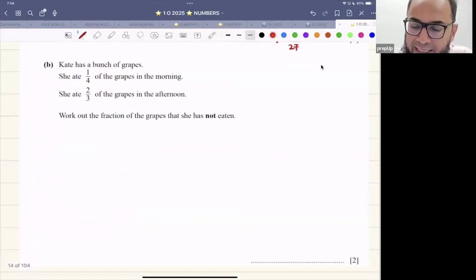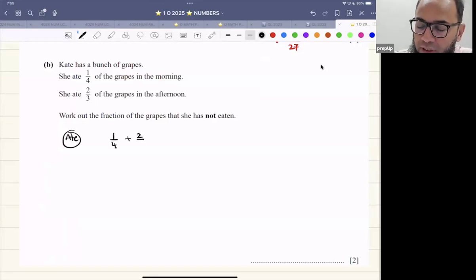Let's talk about this. Kate has a bunch of grapes. She ate 1/4 of the grapes in the morning, 2/3 in the afternoon. Find the fraction of grapes she has not eaten. So the grapes that she ate are 1/4 plus 2/3. Let me also solve this in two different ways.